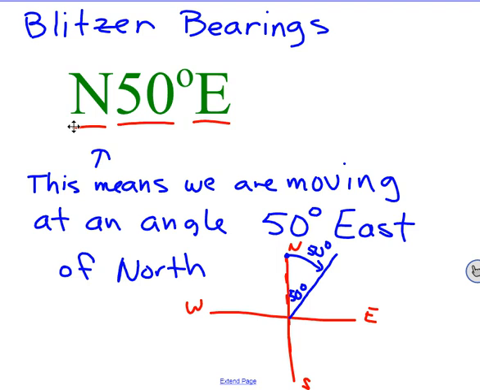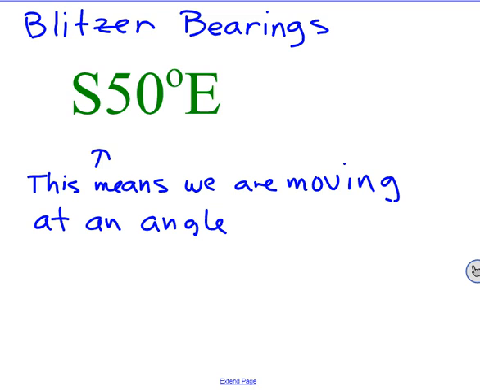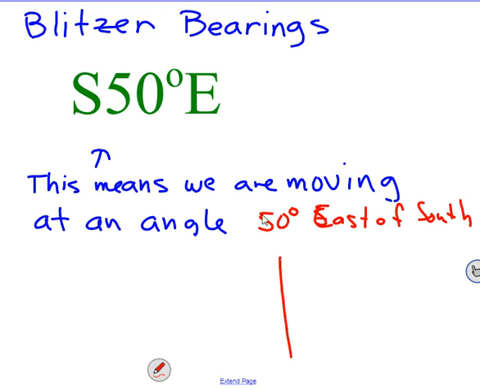All right, we could try something similar. They might have something like S 50 E. See if you can guess what this would mean. It means we would have an angle 50 degrees east of south, of heading due south. So here's due south, and we would go 50 degrees to the east of that. This would be our angle right there, a 50-degree angle from due south.